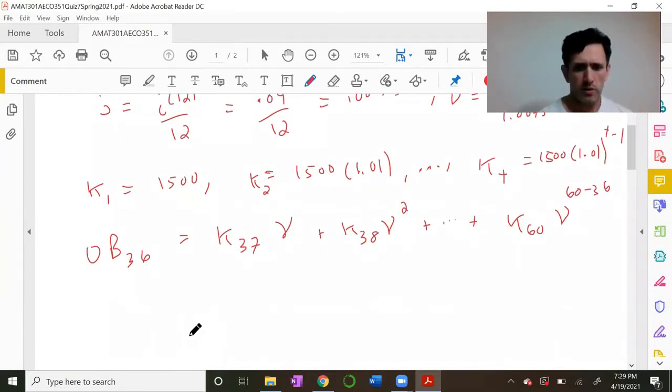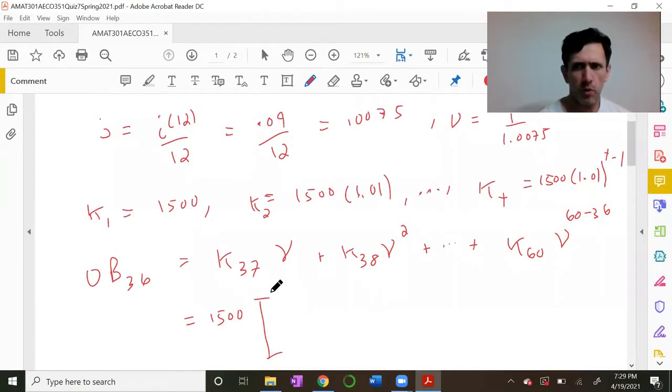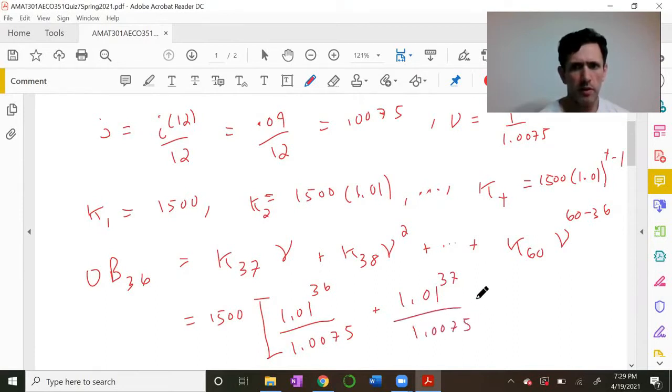Okay, so this is going to be, pull out the 1,500. Well, K37 is 1,500 times 1.01 to the 36, over 1.0075. So again, I'm bringing out the 1,500. And everything just increases by a power of 1, all the way until we get to 1.01 to the 59, not 60. 1.01 to the t minus 1, t is 60, so it's 59. That's right, it should be squared here. And this is going to go to 24, 60 minus 36.